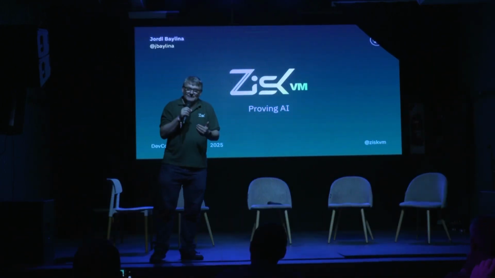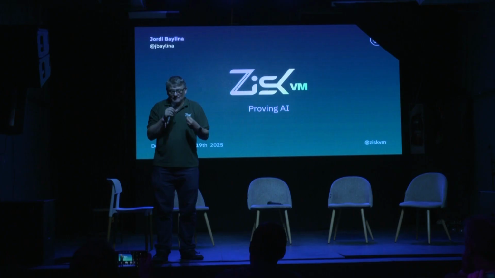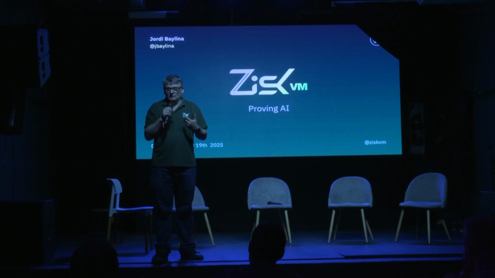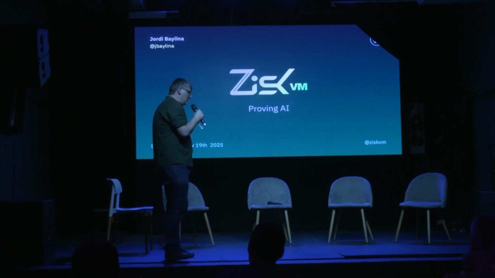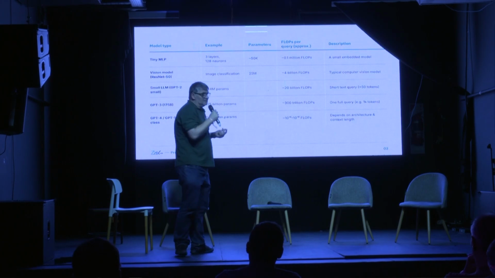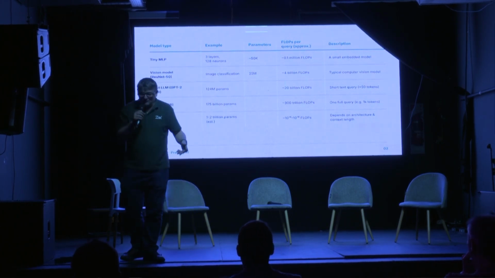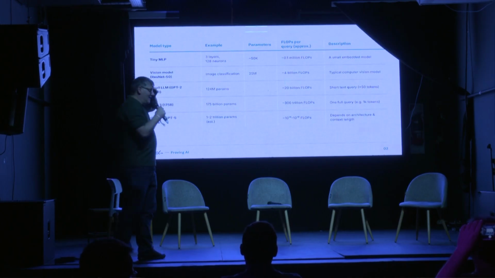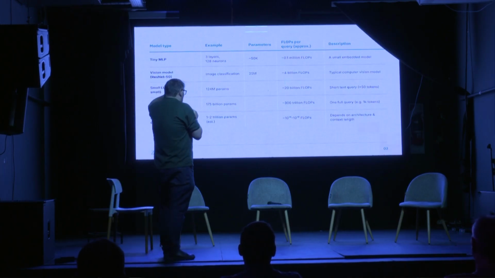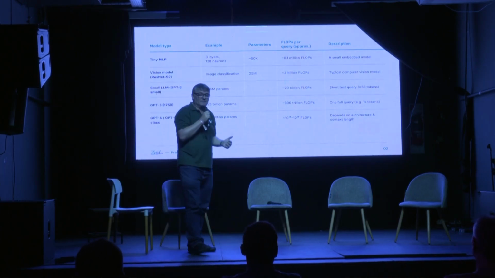Let's use the best thing that we know in ZisK, and let's see how much it would take to prove a query on an AI model, okay? So, the first thing is, what's an AI model? Internally, what are you doing when you are running an AI model? What you see is that you do a lot of floating point operations.